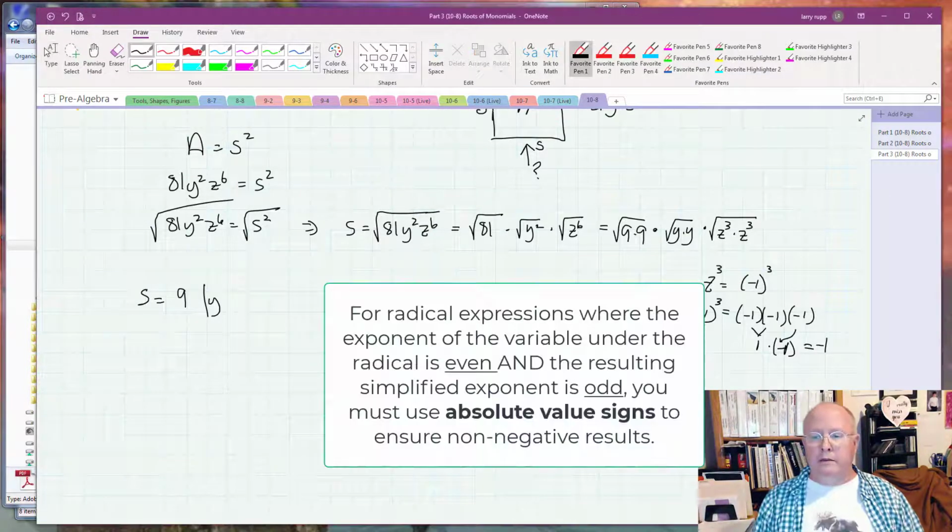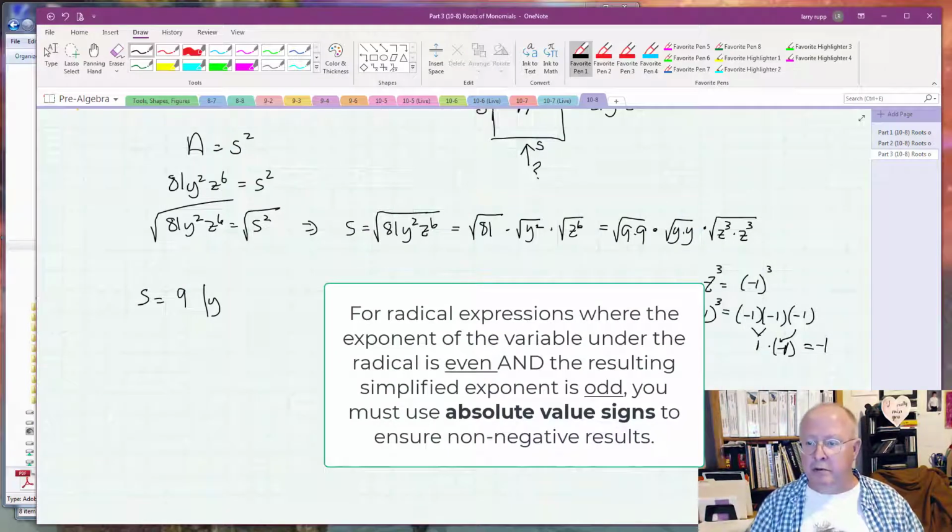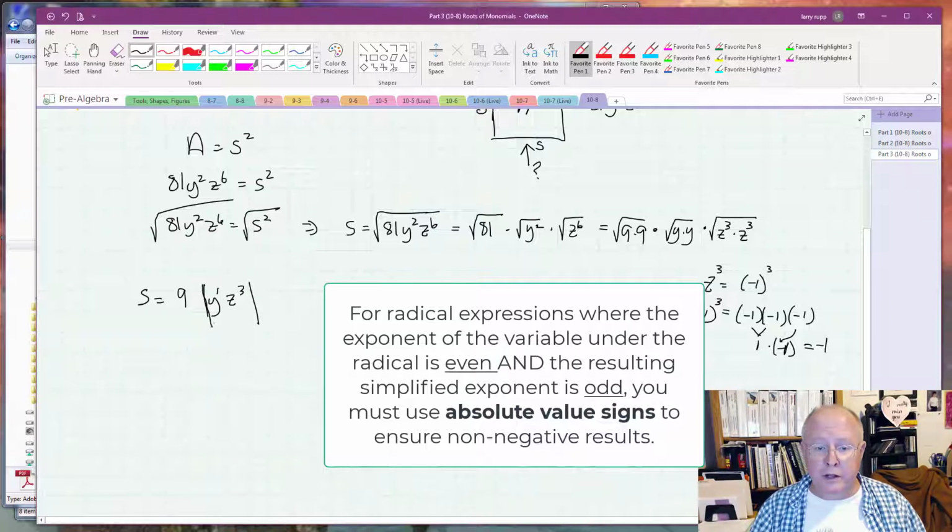So we look back here, and how does that apply? Well, the y simplifies to y to the first power. And the square root of z cubed times z cubed is z cubed, and that's an odd power. So that means the absolute value signs have to be around those two terms. In the end, our answer is s is equal to 9 absolute value of y z cubed.